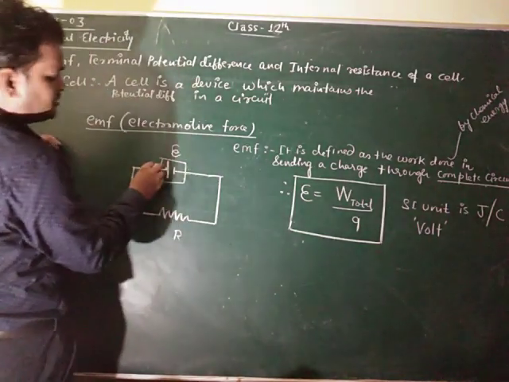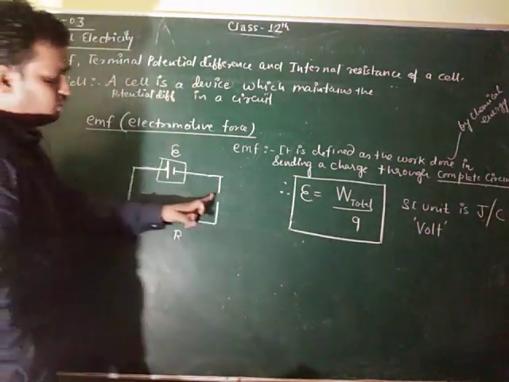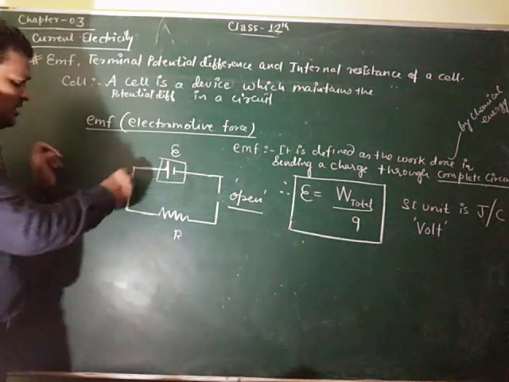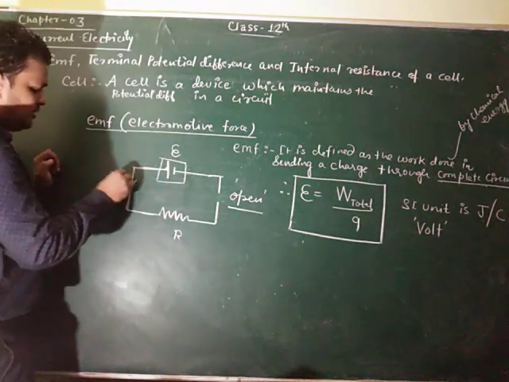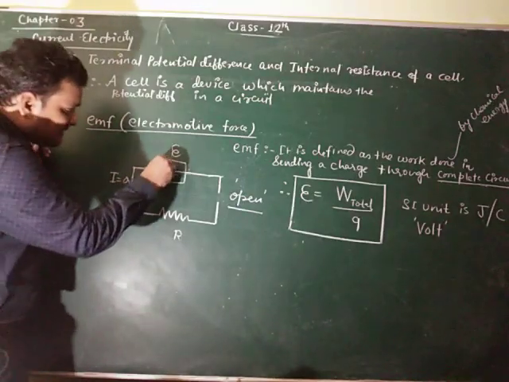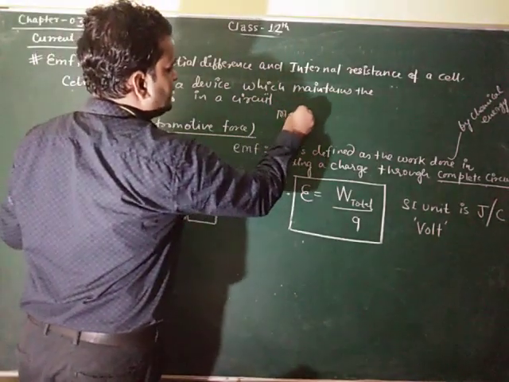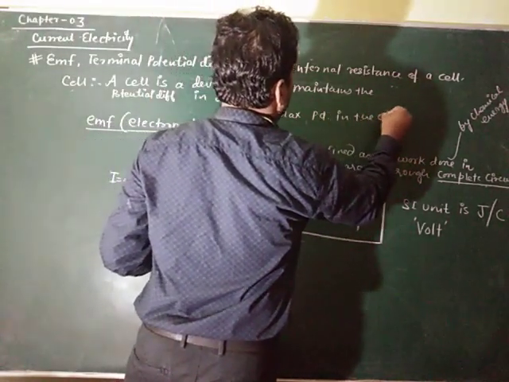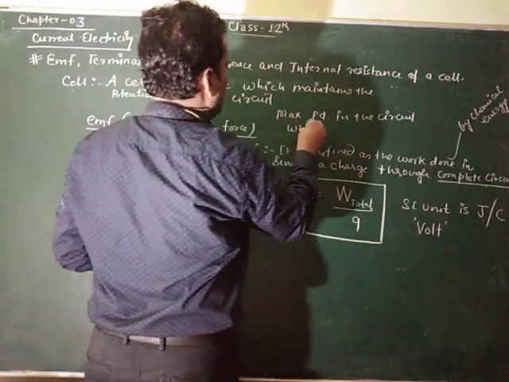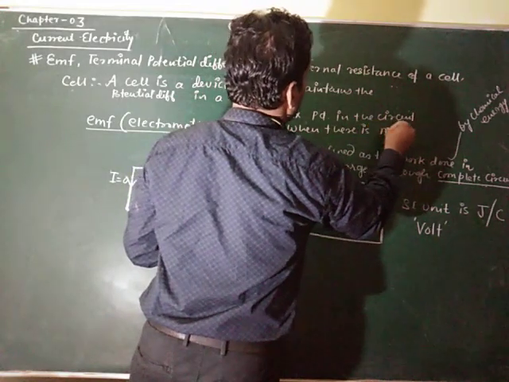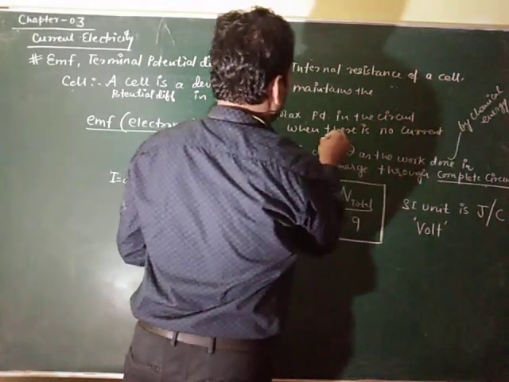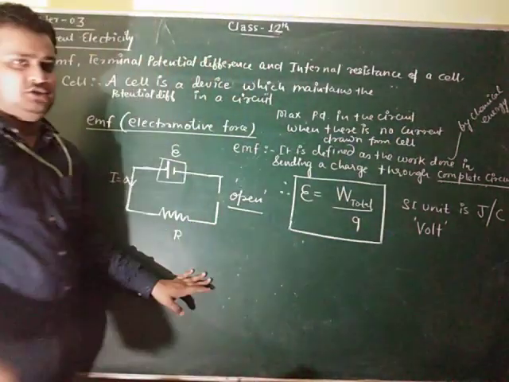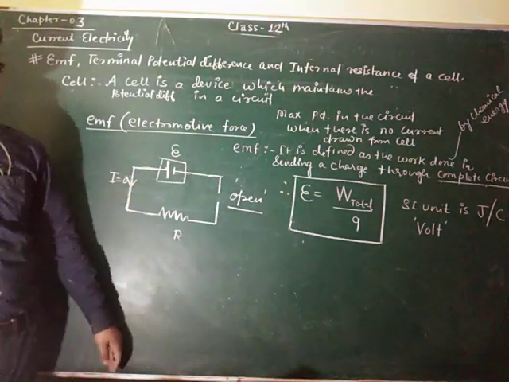If there is no current, suppose the circuit is open, this is an open circuit, then current is zero, no current flows through this. Then the maximum potential difference, as you can see in my notes which I have sent you, is the maximum potential difference in the circuit when there is no current drawn from the cell. This is another definition of EMF. Is that okay? I hope you understand.